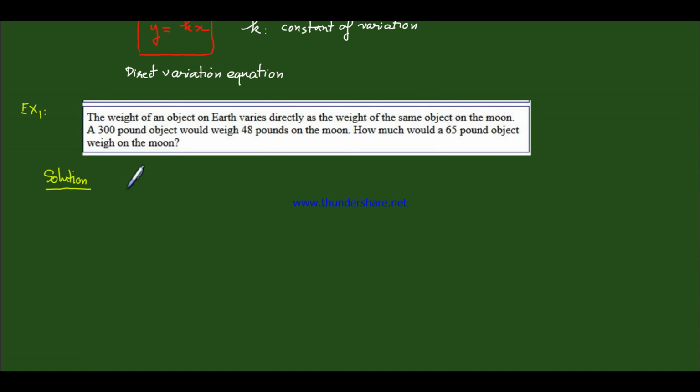Okay, we're gonna use this equation, but we need to know which is y and which is x. Well, we have two quantities over here. So I can say that the first quantity must be the weight of the object on Earth, and the second quantity is the weight of the object on the moon. It doesn't matter which one is y and which one is x, because it's just a variable, just a name.